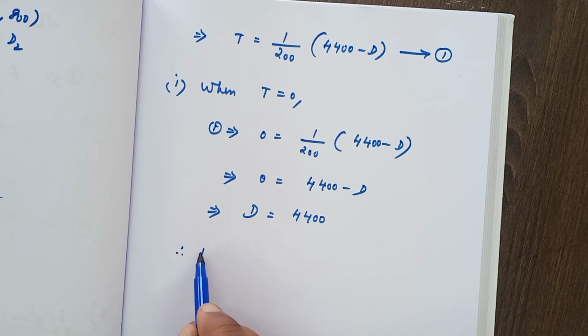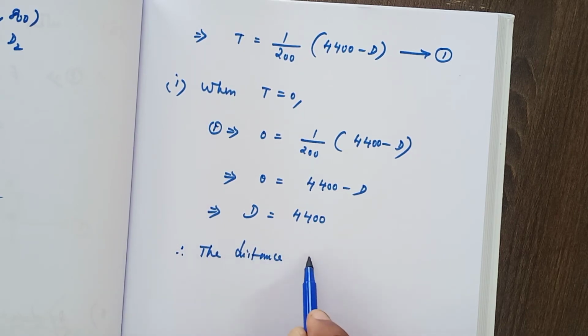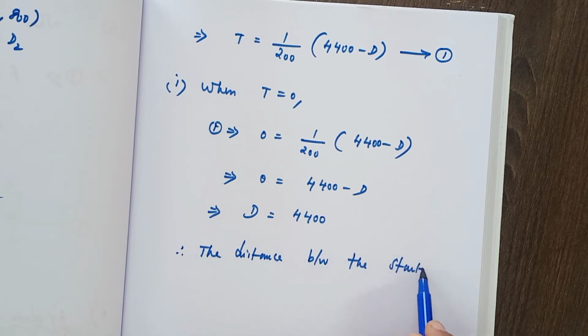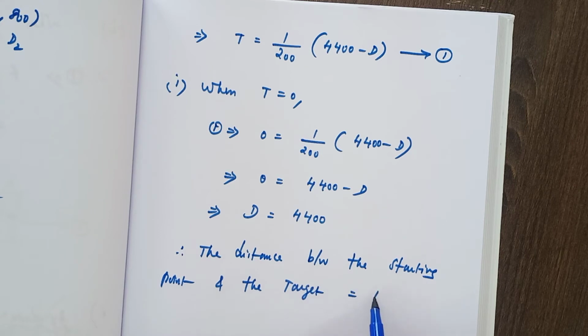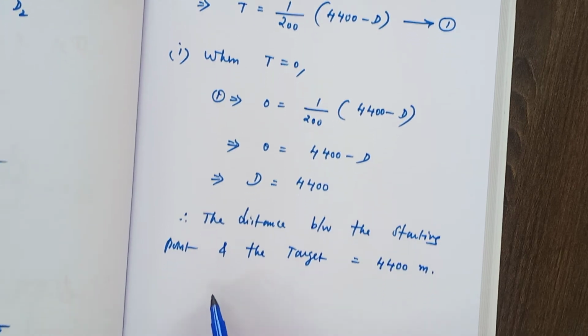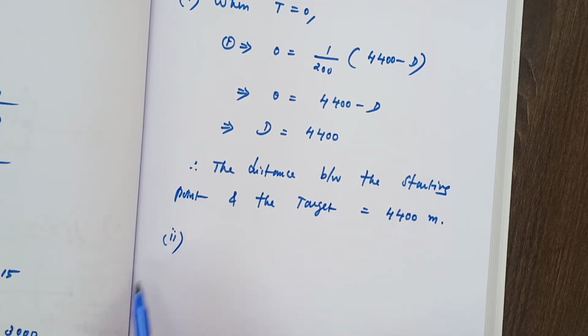Therefore, write the result. The distance between the starting point and the target equals 4400 meters. Now subdivision number 2.